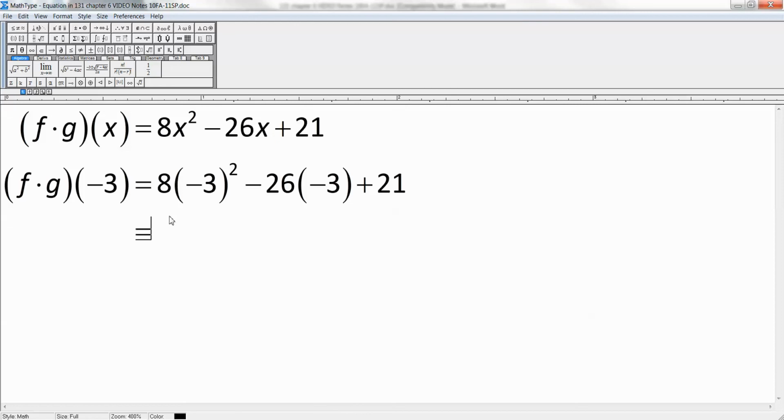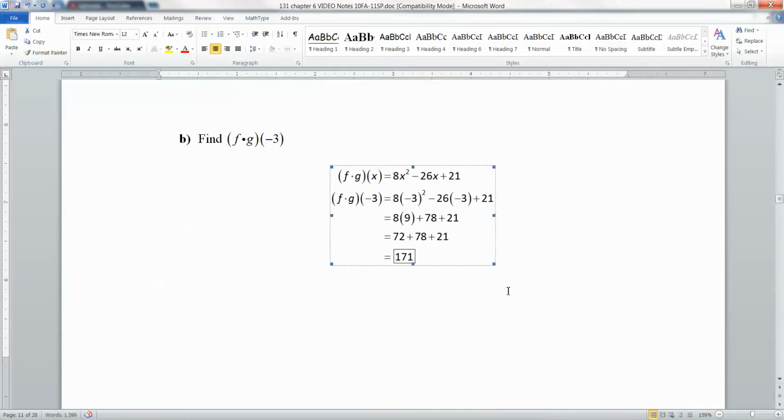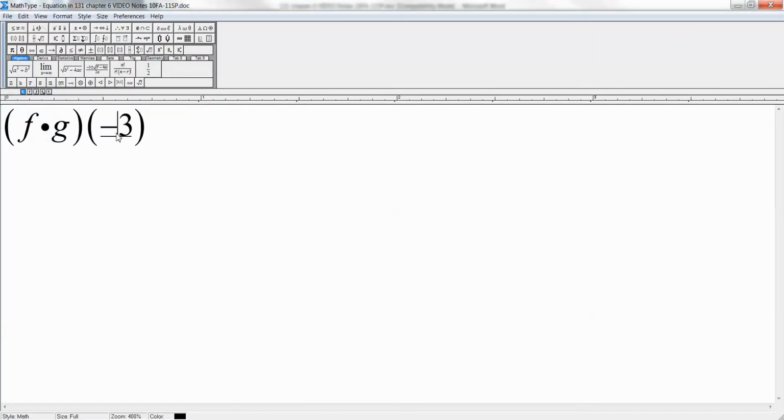Okay, all right, so this is 8 times 9, which is 72, plus 78, plus 21, which is equal to 171. I'm doing it in my head, but you can do it with your calculator. Oh, and in case you're wondering, just FYI, f times g of positive 3, if you wanted to do that one, would be 15.